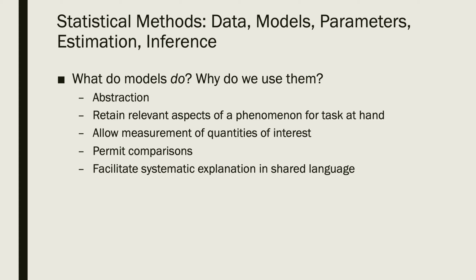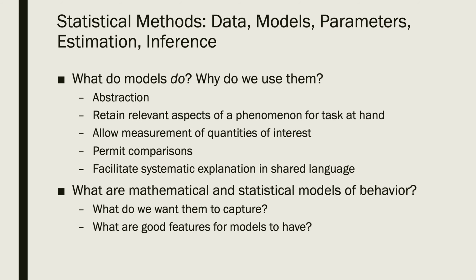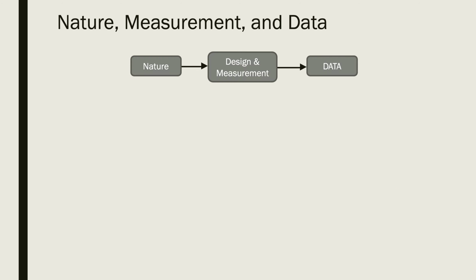what we're reducing, what we're leaving out, and that's actually one of the justifications that Scott Page gives in his book, The Model Thinker, for being a multi-model thinker, that we have different maps and we use them to sort of triangulate on various aspects of reality. So we want to think about what mathematical, statistical, computational models of behavior do. What do we want them to capture? What are good features for models to have? I'll leave that open to you as a question.